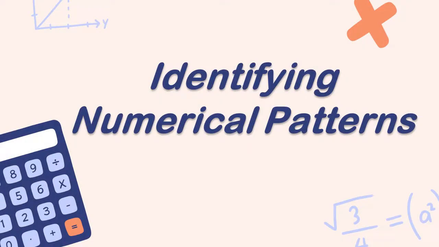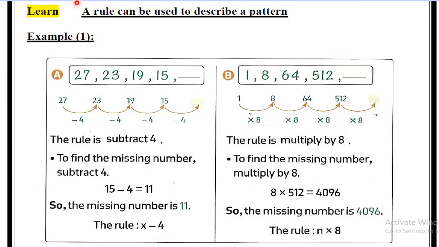Good morning, dear students. Today we are going to talk about identifying numerical patterns. Here we have to know, in each pattern we have a rule. A rule can be used to describe the pattern. Like here, example 1. If I have this pattern, 27, 23, 19, 15, and so on, here we need to know the rule.